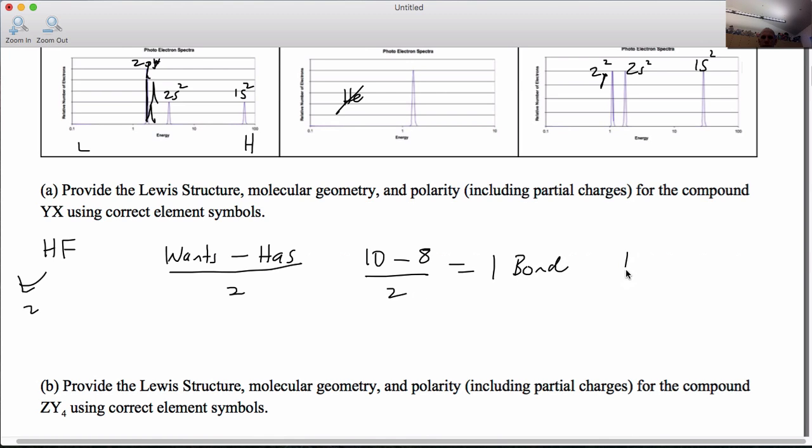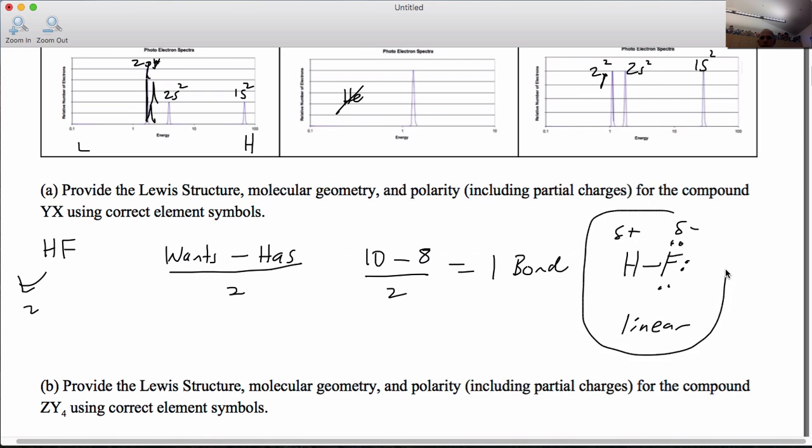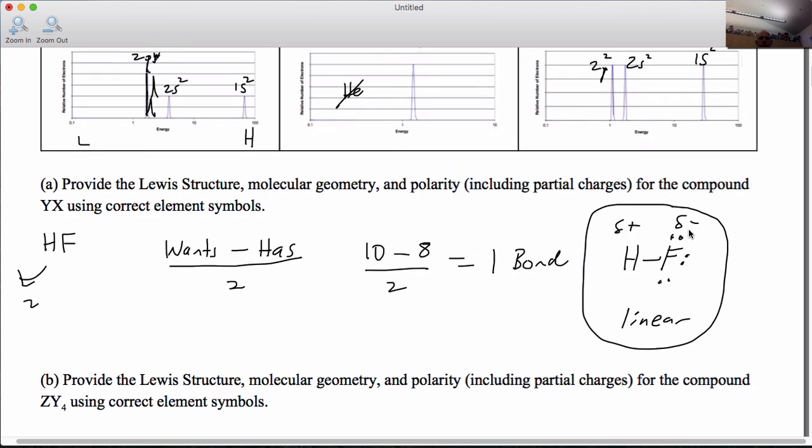So we're going to draw the Lewis structure for that. It's going to be HF. And we're going to put our lone pairs around F. Okay. And the electrons are pulled closer to F because F is more to the right on the periodic table. And in terms of its molecular geometry, that's going to be linear. Okay, so that's that molecule there.